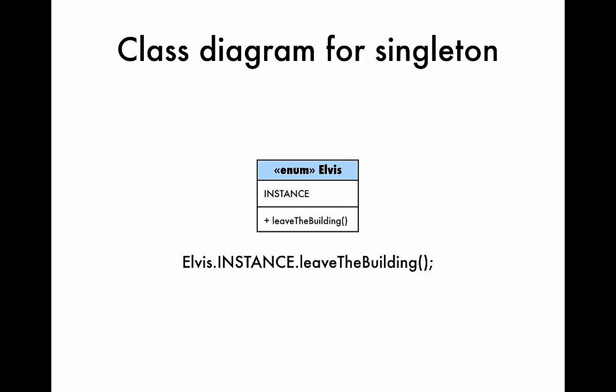Therefore, another way of implementing a singleton pattern that has become popular in Java is to create an enumeration type with only one value, called instance. This method is simpler than the traditional method. The single instance can be accessed directly by using the name instance.